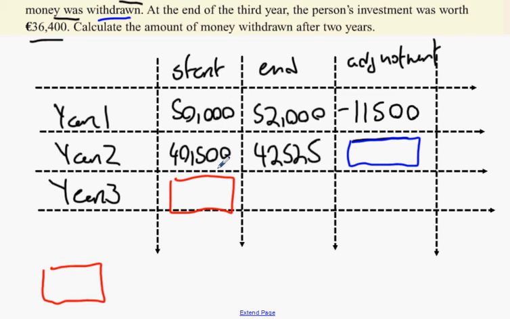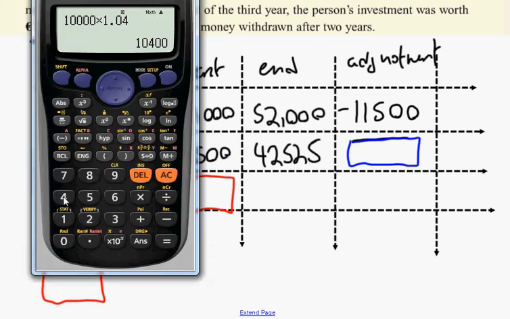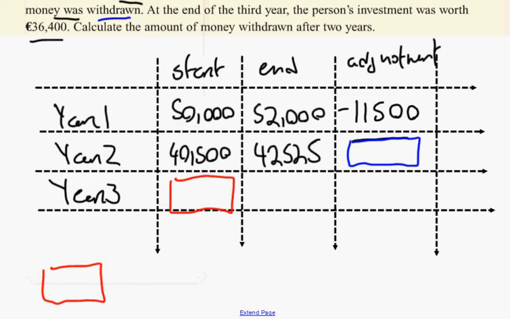Sorry, just one sec. 40,500 multiplied by 1.04. Yeah, you're right. 42,120. Just make sure you've got the right figures before you give them to me, guys. Okay? Now, we're going to get a number smaller than 42,120, okay? So what we're going to do here is multiply the red box by 1.04 because it's 4% every year. The result is going to be 36,400.